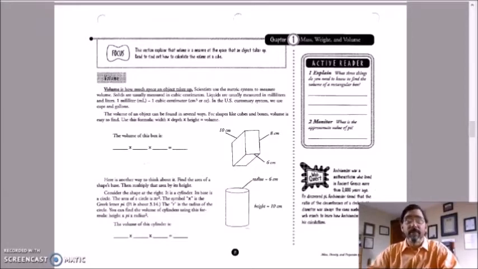Right, so basically there are two ways to identify the volume of an object. This section explains that volume is a measure of the space that an object takes up. We are going to read to find out how to calculate the volume of a cube and then follow that up with a cylinder. When you're finished with this section, you should be able to explain what three things you need to know to find out the volume of a rectangular box, as well as the approximate value of pi.